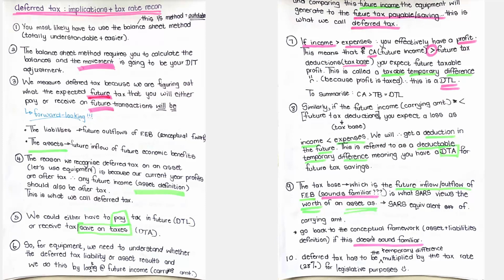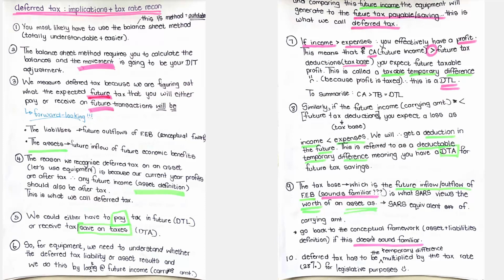So we get into point 5 and say we could either have to pay more tax in the future, which is a deferred tax liability, or we could receive tax, better yet, save on taxes, which is a deferred tax asset. Let's use equipment as an example. Equipment is an asset. We need to understand whether the asset results in a deferred tax liability, that is a future tax payment, or a future tax saving.